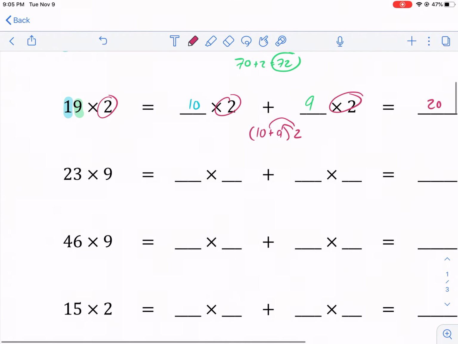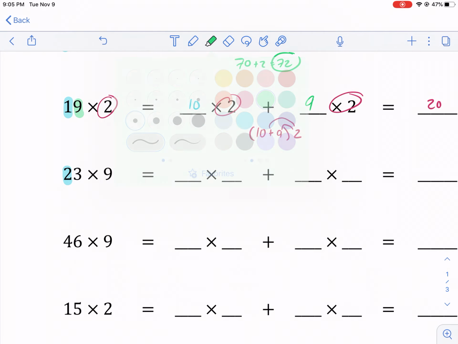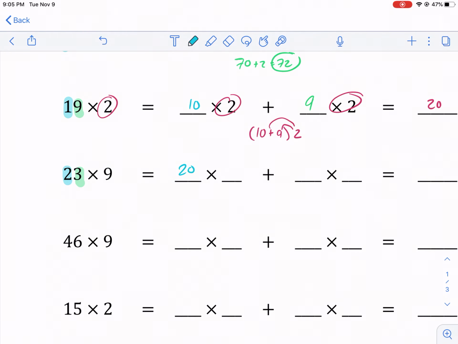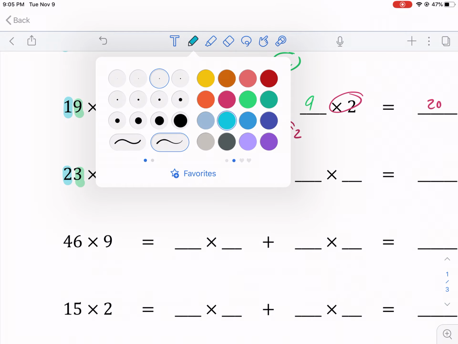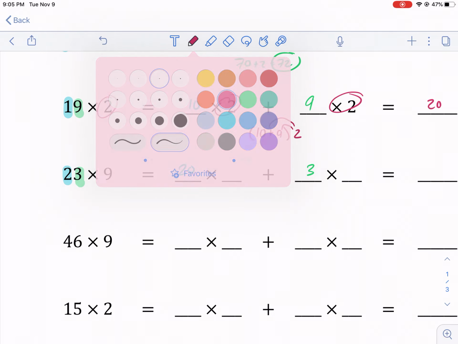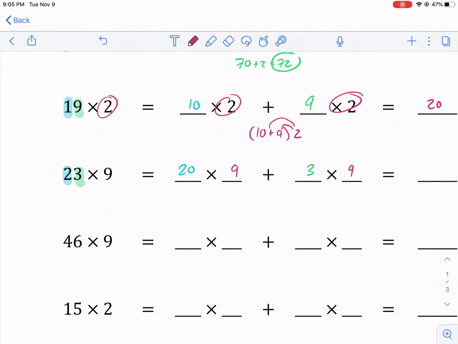Okay, here's another example. Here's our 2. Here's our 3. Okay. We have 20, that's the tens place, and then we have the 3, that's the ones place. Now we need to multiply it by the 9. So here we have multiplied by 9. Here we have multiplied by 9.